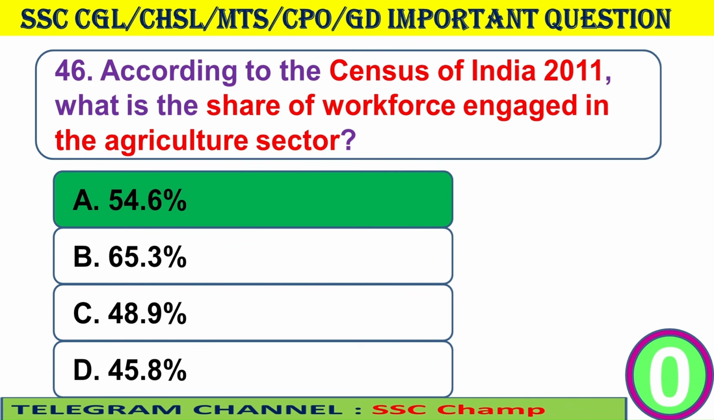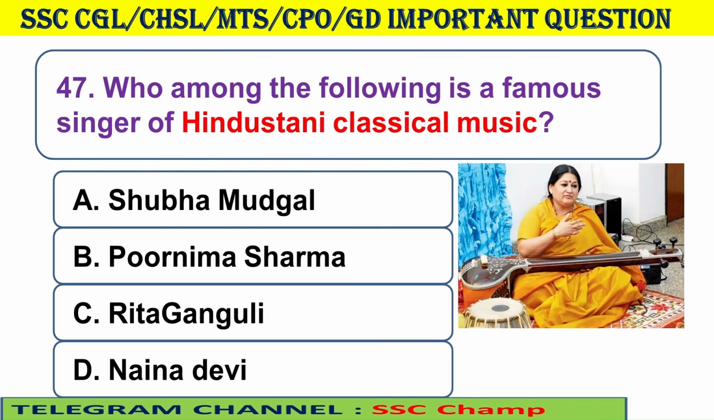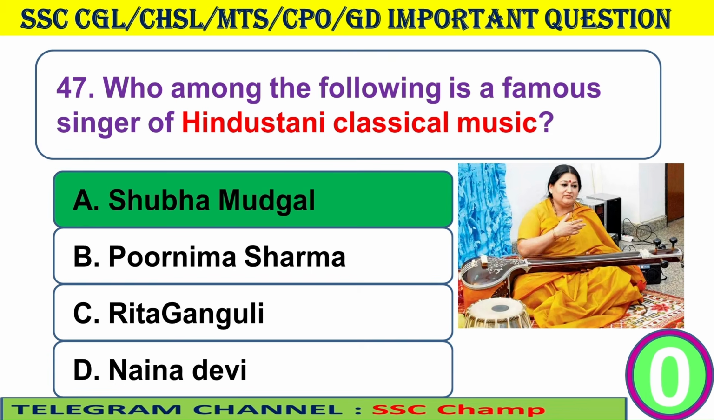Correct answer 54.6%. Who among the following is a famous singer of Hindustani classical music? Option A Shubha Mudgal, option B Purnima Sharma, option C Rita Ganguly, option D Naina Devi. Correct answer Shubha Mudgal.